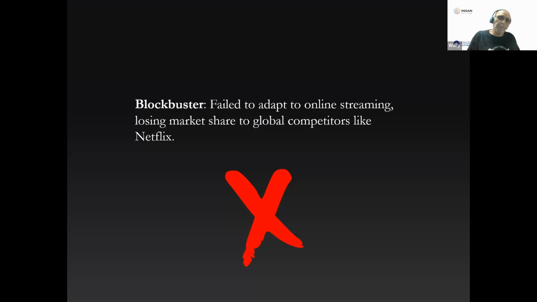Let's look at some of the companies who have failed internationally. Blockbuster failed to adapt to online streaming, losing market share to global companies like Netflix. Blockbuster used to be an online broadcaster like Netflix, but unfortunately, their service was very slow. They didn't have the right technology, and eventually Netflix won and they were closed.